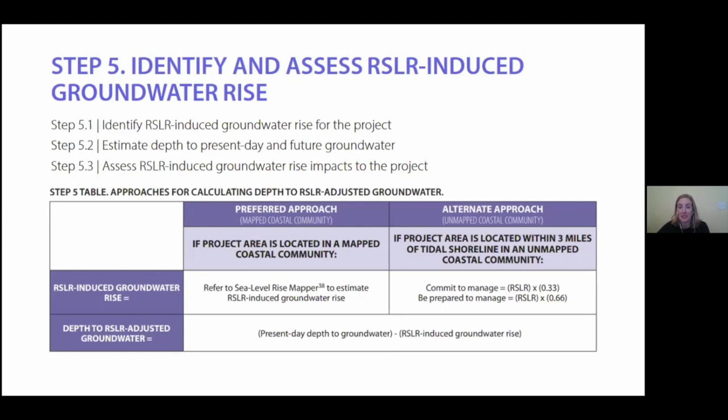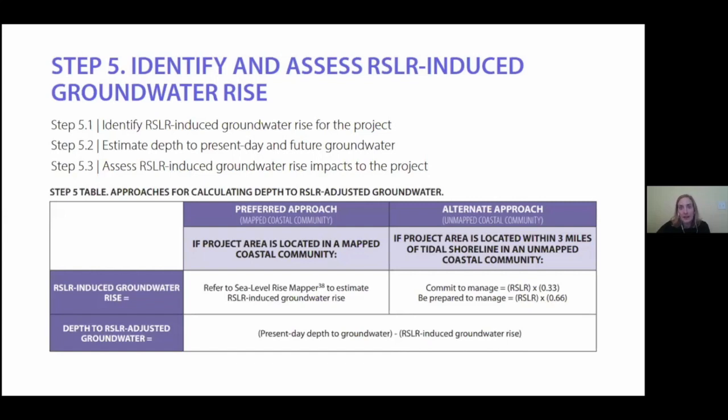If your project takes place in an unmapped coastal community and is located within 3 miles of a tidal shoreline, you're directed to follow the alternate approach for unmapped communities, which is the right column of the table. And you'll calculate a range of possible groundwater rise based on the RSLR that you chose in step 3. The lower end of that groundwater rise range will be 33% of your RSLR, and the upper end of the groundwater rise range will be 66% of your RSLR expected at your project location. Then next, you calculate the depth to your RSLR adjusted groundwater.